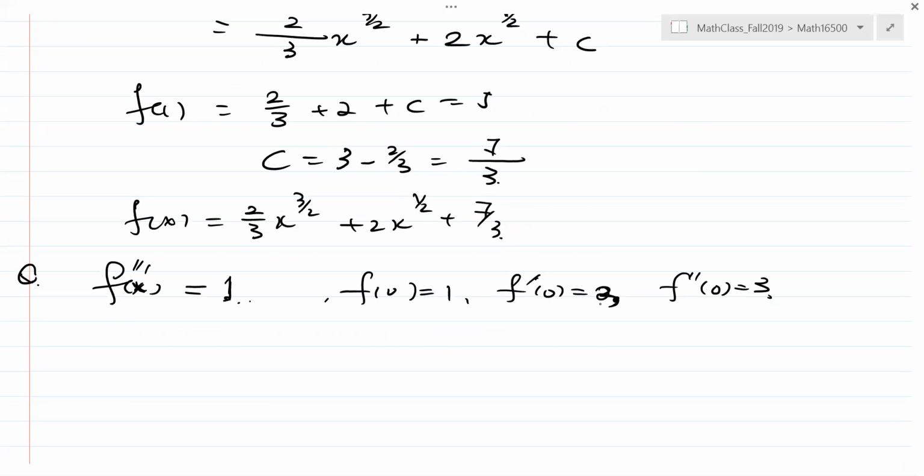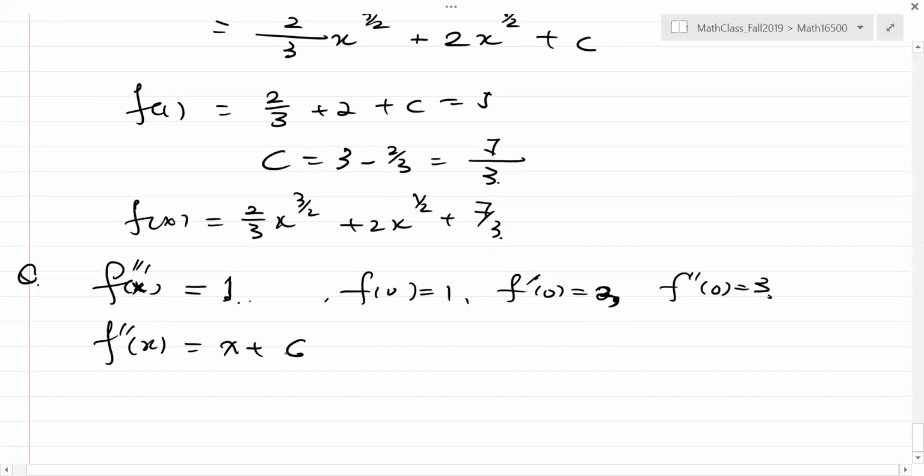So to solve this problem, we go step by step to get the original function f, which is expressed in the most general form. So the derivative of the second derivative is 1. So the second derivative will be x plus a constant. Maybe you can determine the constant right away because we are given the second derivative, right? The second derivative at 0 is 0 plus c equals 3. So that means c equals 3, right?